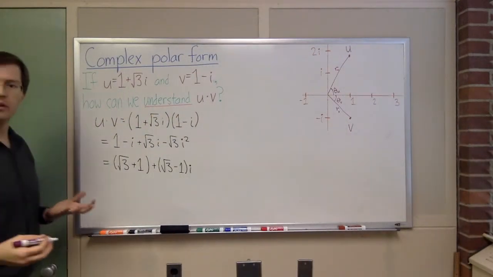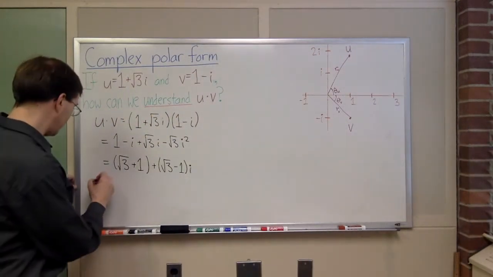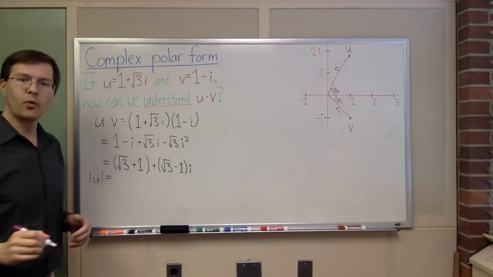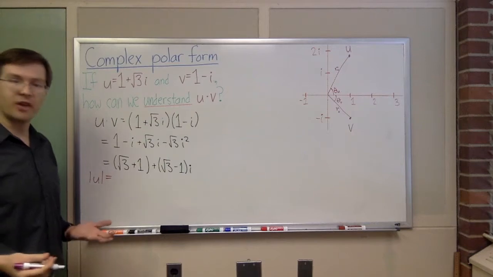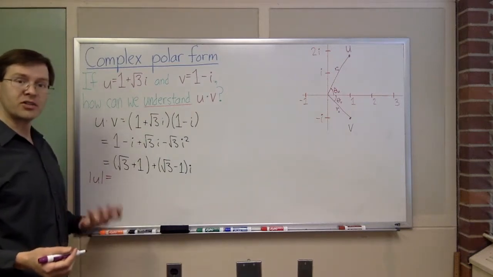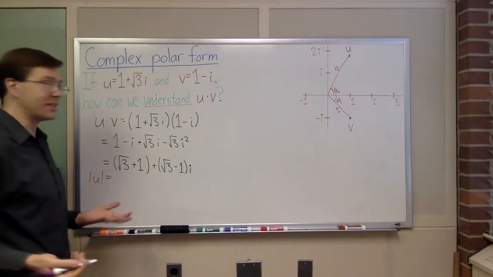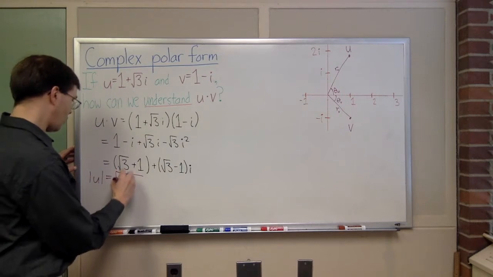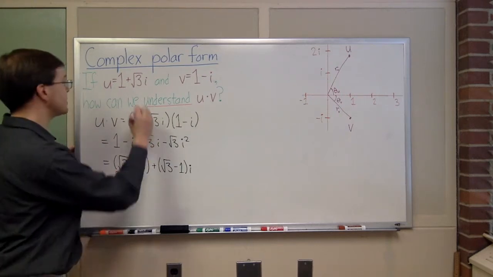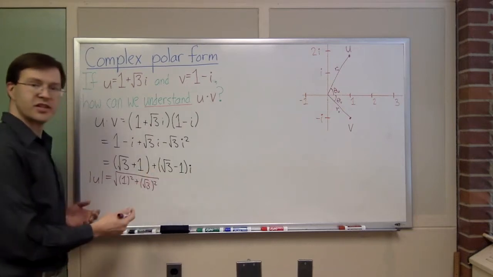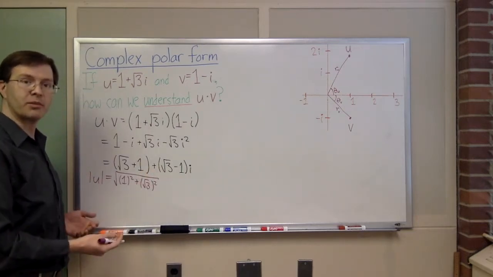The magnitude, the absolute value of a complex number, the magnitude of u, for example, if you want to know the magnitude of a complex number, it's just the real part squared plus the imaginary part squared, square root. It's the Pythagorean theorem. Square root of 1 squared plus square root of 3 squared. That's the definition of the absolute value, the magnitude of a complex number.